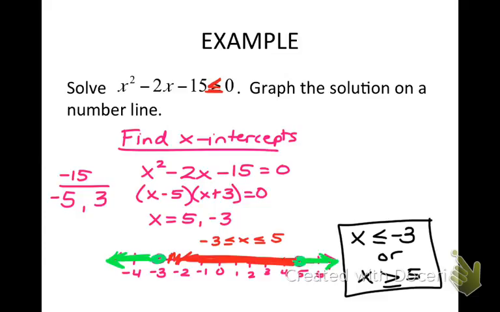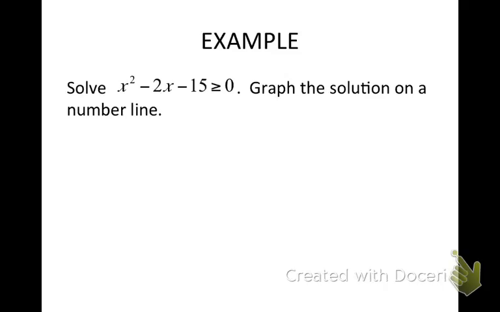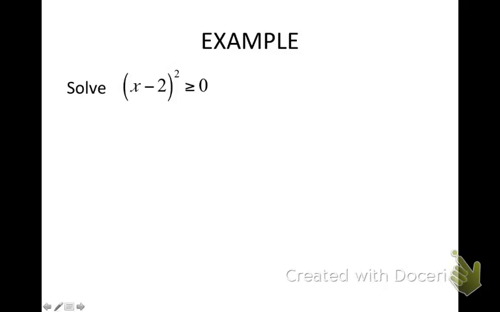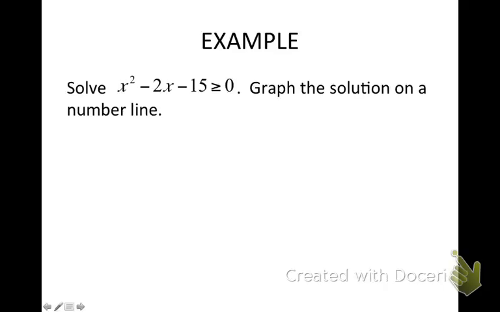Yes? Kind of? Maybe? A little bit. All right, let's try another one. I don't know if I have another one. I might just make one up. Let's make one up.